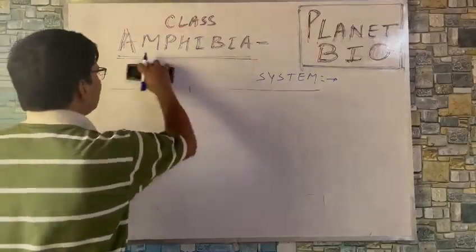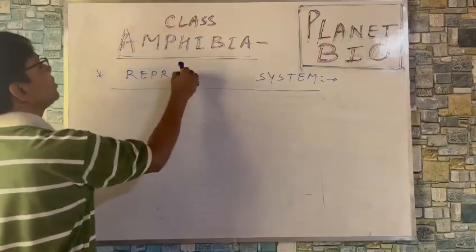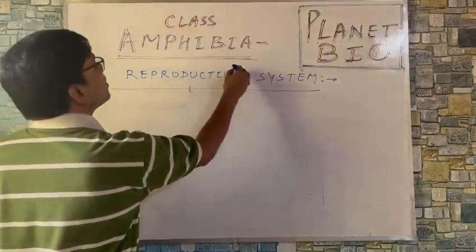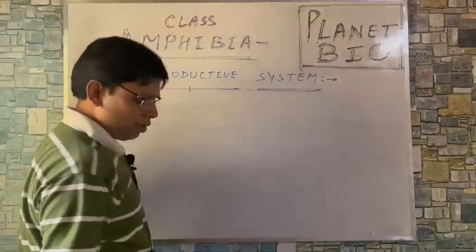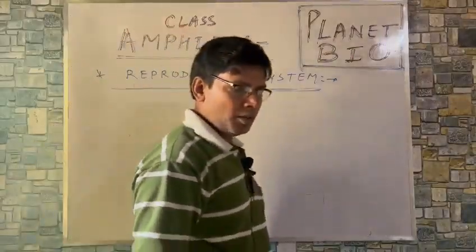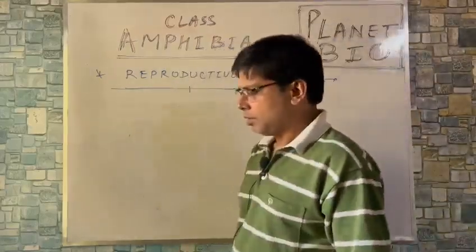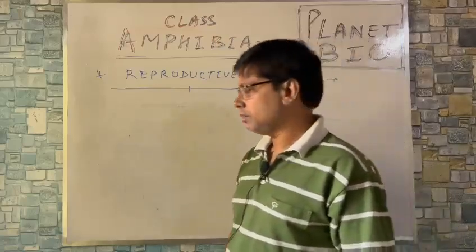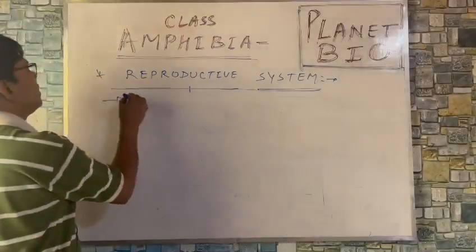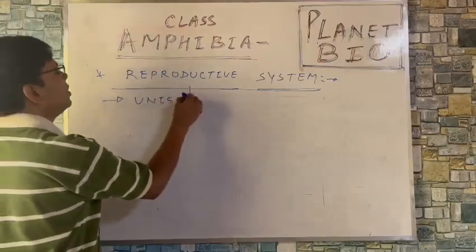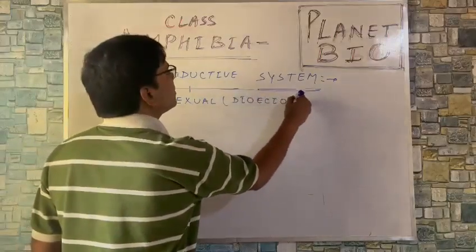After that, another point, and that is reproductive system. Reproductive system includes gonads, the principal sex organs like testes and ovary, and some ducts, some glands, some openings, apertures. So you can see unisexual or dioecious, means sexes are separate.